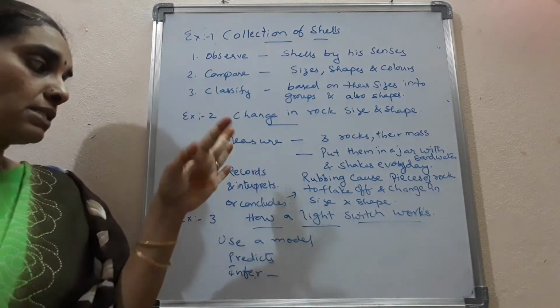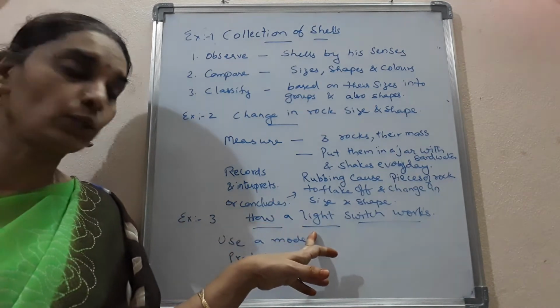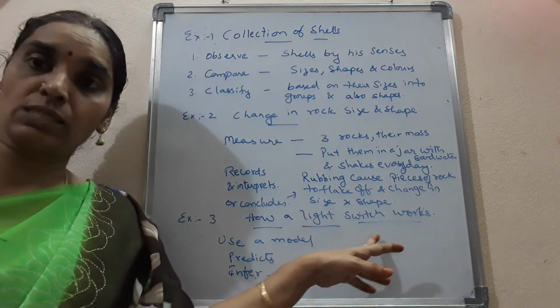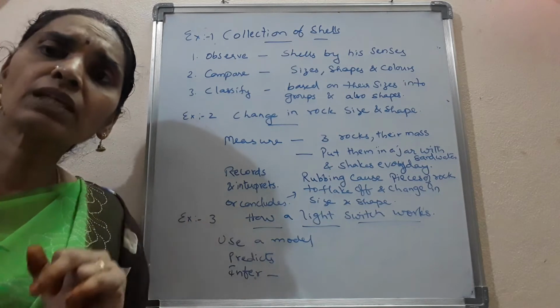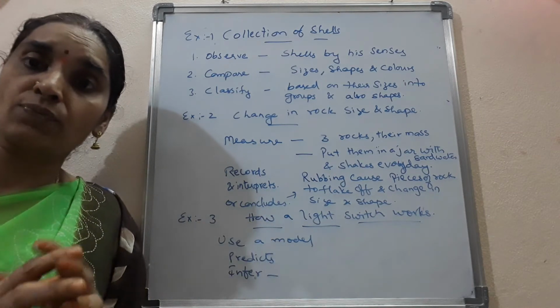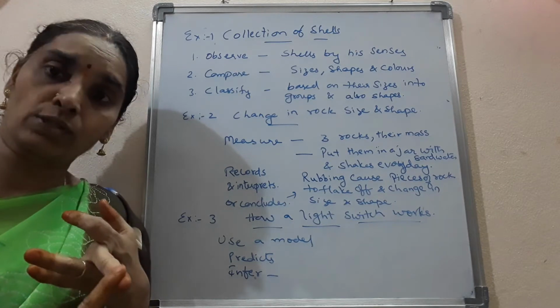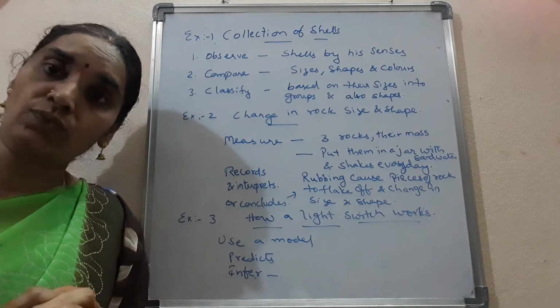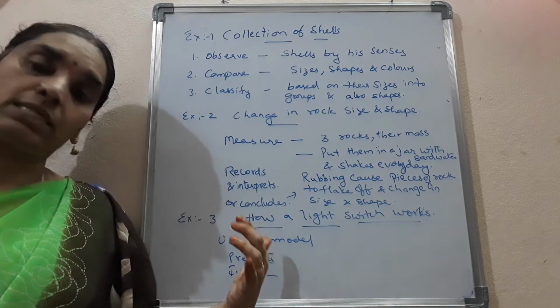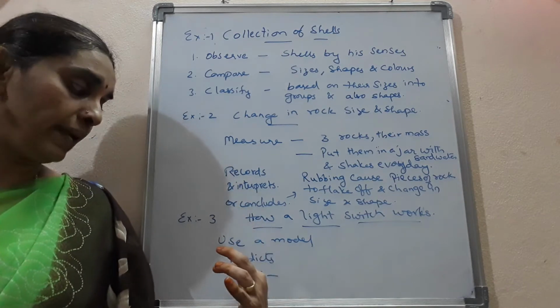So like that. Next, in the example, I have already told you this before, how a light switch works. You know that a light switch works by connecting two wires. It should also have a switch and also the bulb. They should be connected to one another. So how are they connected? By using a model and prediction.